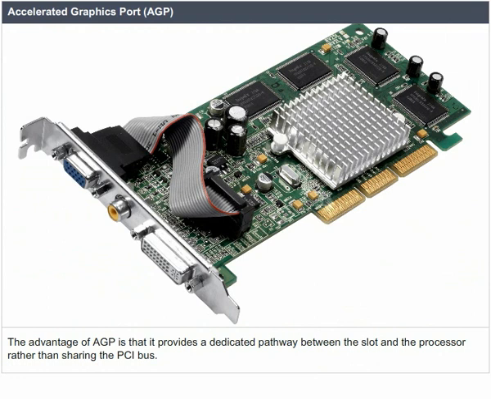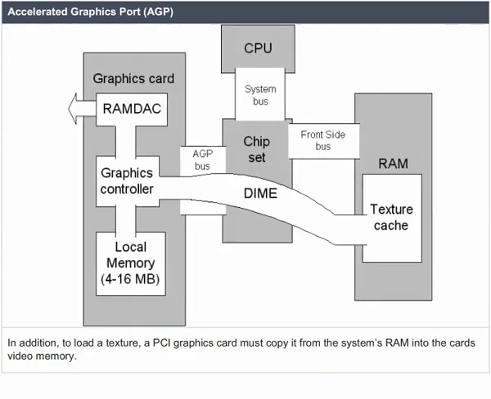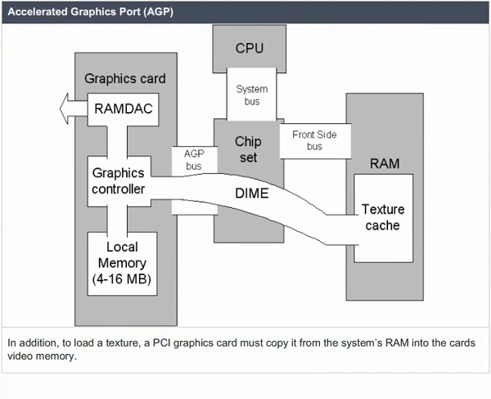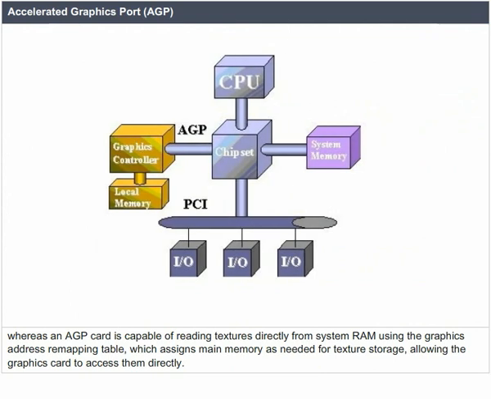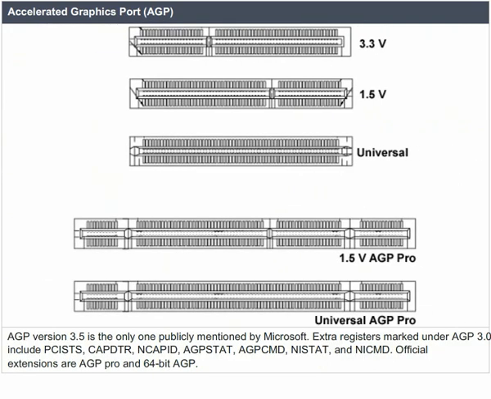the PCI bus. In addition, to load a texture, a PCI graphics card must copy it from the system's RAM into the card's video memory, whereas an AGP card is capable of reading textures directly from system RAM using the graphics address remapping table, which assigns main memory as needed for texture storage, allowing the graphics card to access them directly. AGP version 3.5 is the only one publicly mentioned by Microsoft.